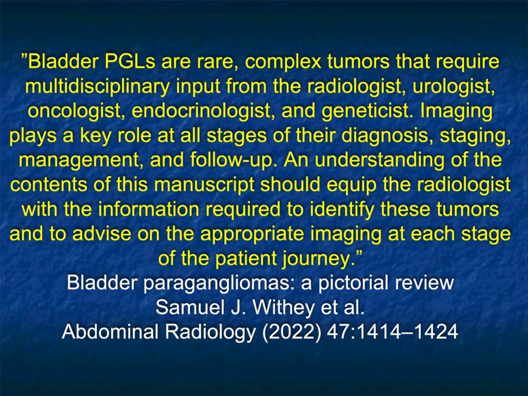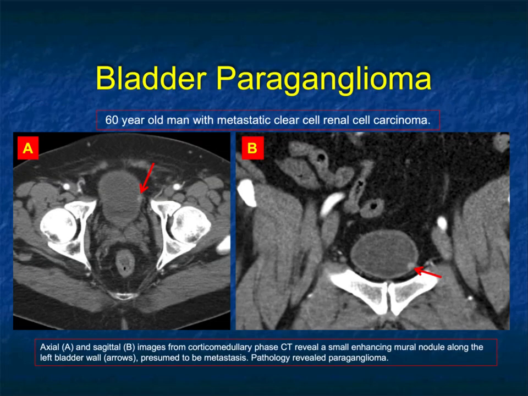The classic history, as I mentioned, was a patient urinating and passes out. So that's the history. You get that history, you better think of a bladder paraganglioma. And here's just one more, again, looking at this patient. One of the things you want to be looking at, this patient also had renal cell carcinoma. This could be metastasis. That's my best bet, but that ended up being a small paraganglioma.